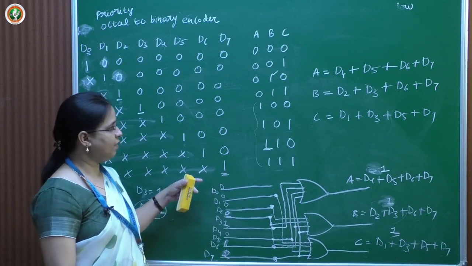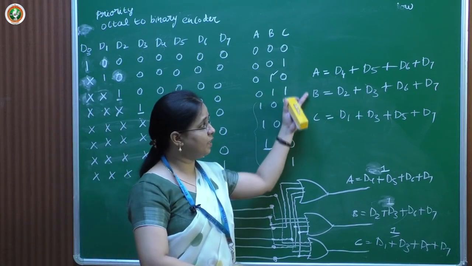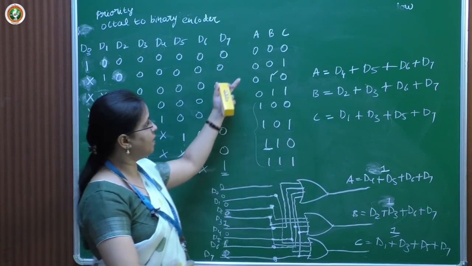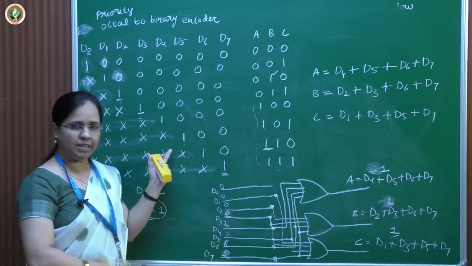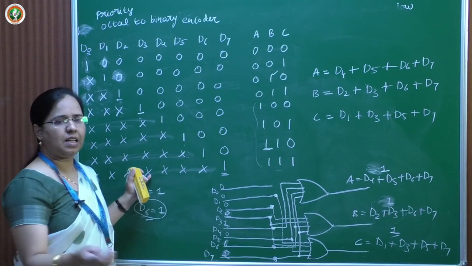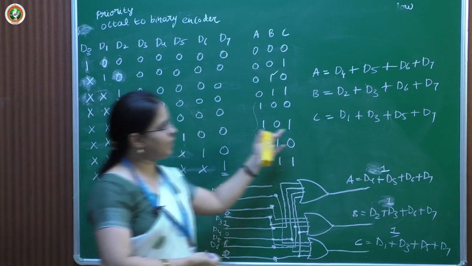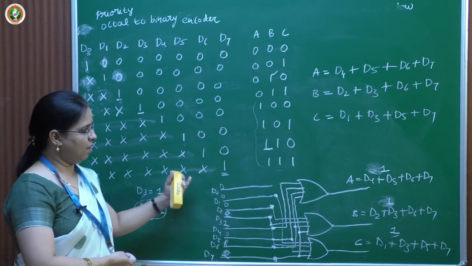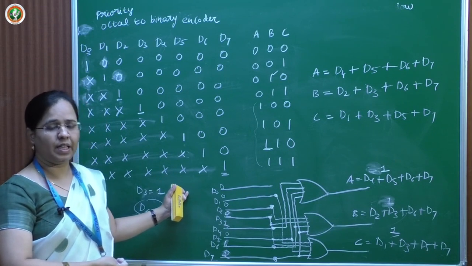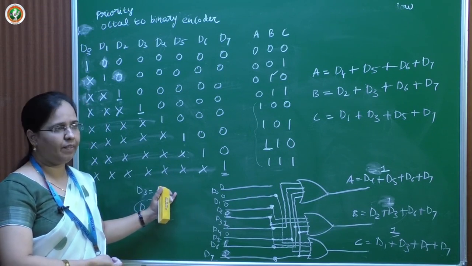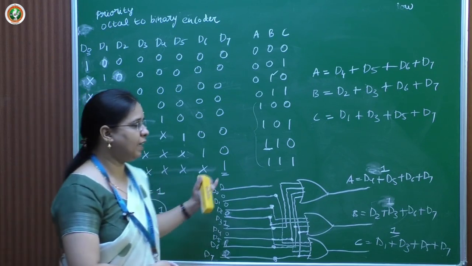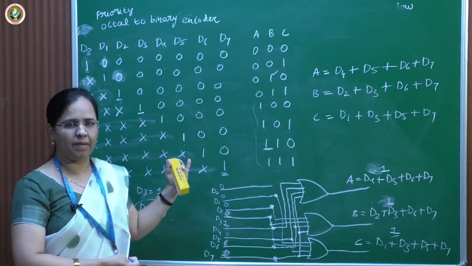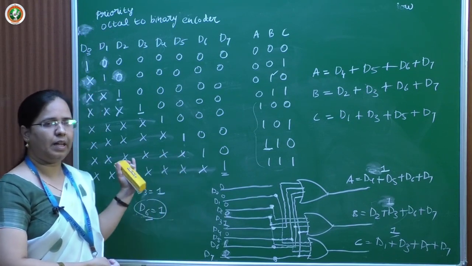Obviously, will there be a change in the logical expression? No. Why? Because in the logical expression we just concentrate on 1 entries. These X entries are always ignored. When there is no change in the logical expression, obviously there will be no change in the circuit diagram also. So I hope the point is clear. How can we design an octal to binary priority encoder? We only need to make some changes in the truth table by assigning the priority to the input values.